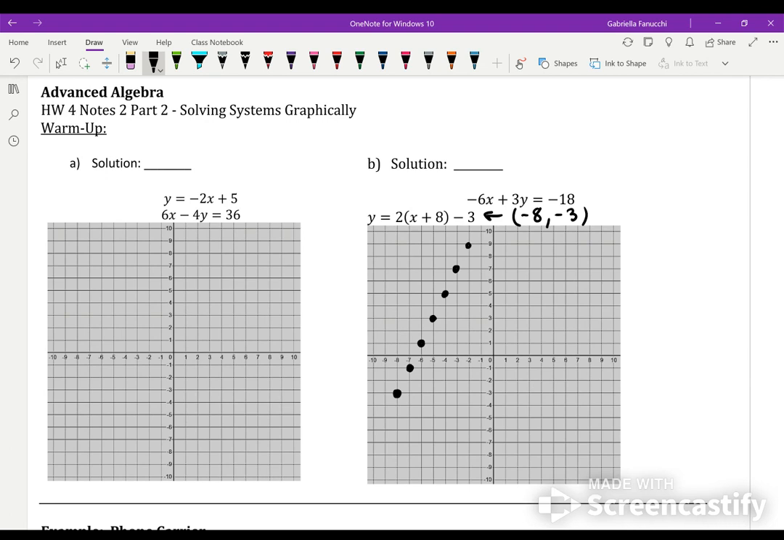You should be able to graph the other line. Graph the other line and get the solution. This one, it's in slope-intercept form and standard form, so get your x-intercept and also your y-intercept.